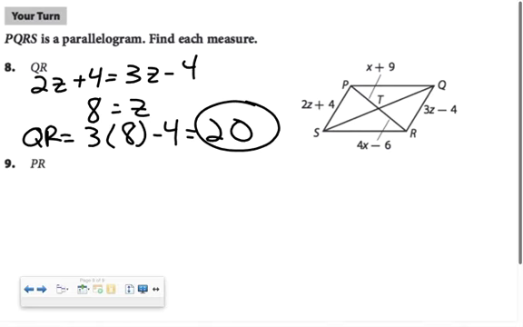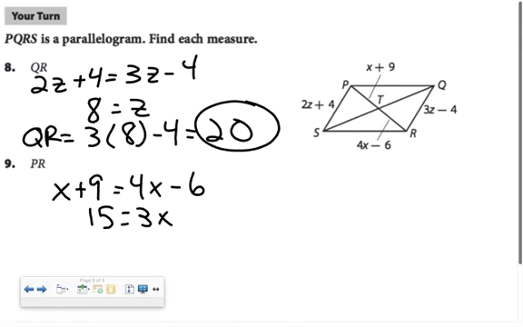I like example 9. It's asking for the length of PR. Well, PR is a diagonal. And a diagonal isn't necessarily congruent to anything else. However, the two parts of the diagonal are congruent because remember, the diagonals intersect at each other's midpoint. So that means that since PT equals RT, my equation would be x plus 9 equals 4x minus 6. When we subtract x from both sides, we have 3x. We add 6 to both sides, we have 15. When we divide both sides by 3, x equals 5.